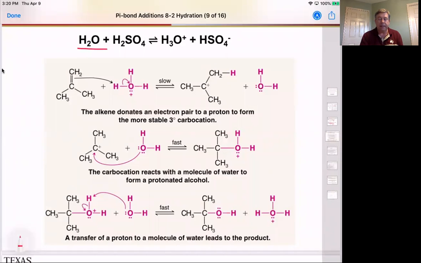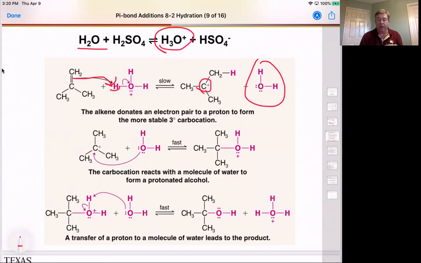So because it's acid catalyzed, the first step is the formation of the hydronium ion here. Then the electrons from the double bond attack the hydrogen here, and that liberates a free molecule of water and gives us our carbocation.